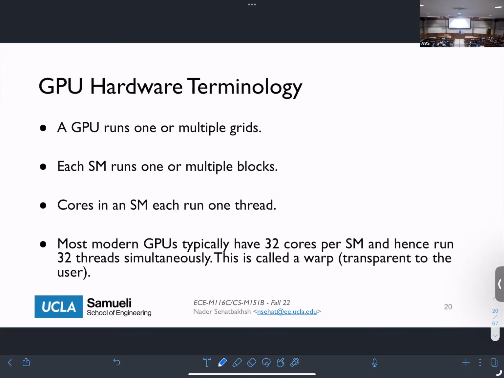So the GPU scheduler typically runs things at warp scale, which is typically 32, which means that each SM runs 32 threads at the same time. We have 32 functional units, in some sense, that help us run 32 threads at the same time. And if you have multiple SMs, then you have 32 times the number of SMs in parallel threads that we can run at the same time.